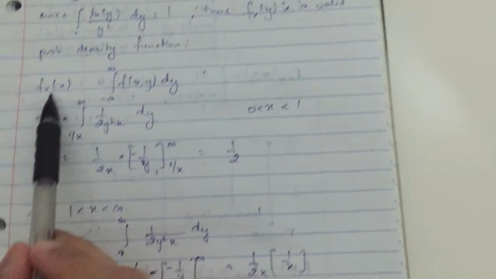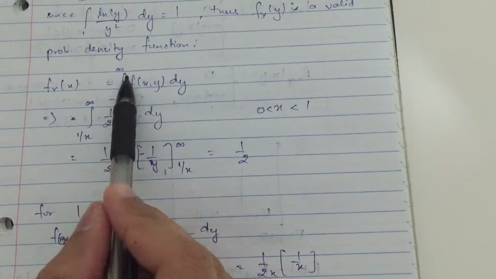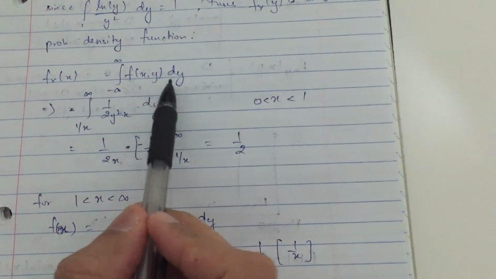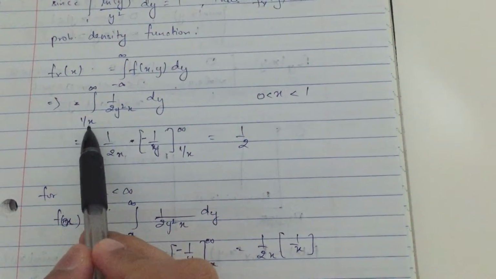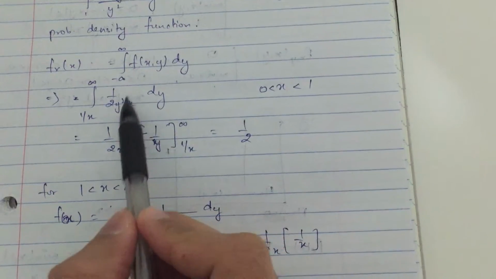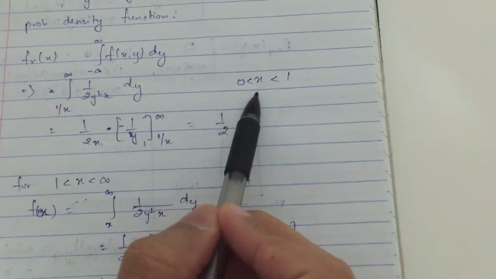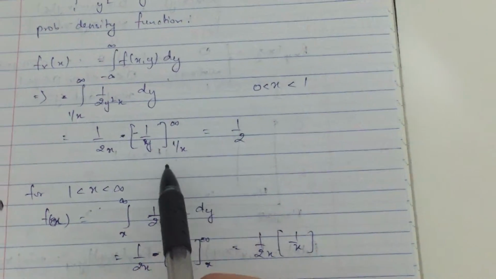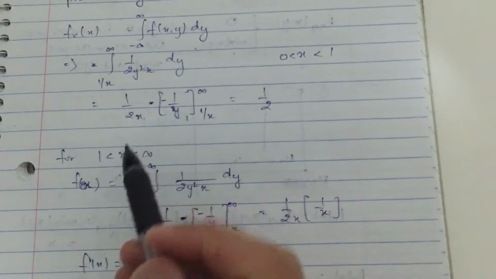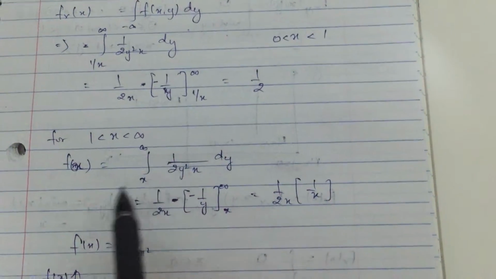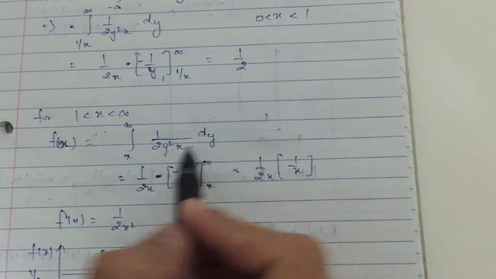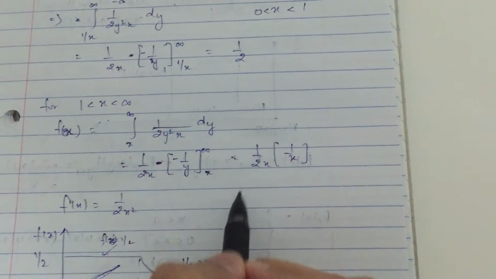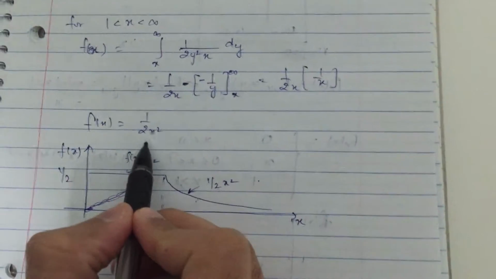So solving for f_X of x, we take the integral from minus infinity to infinity of f(x,y) dy. The limit becomes 1 by x to infinity, 1 by 2y square dy for x lying between 0 and 1. So this value becomes half. For x lying between 1 to infinity, the limit changes from x to infinity for y. So this becomes f_X equal to 1 by 2x square.